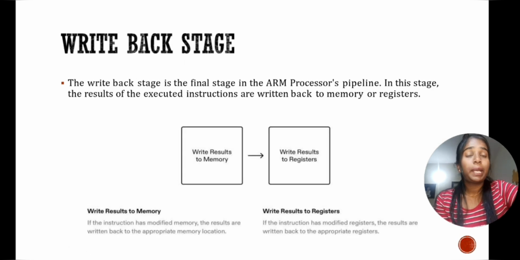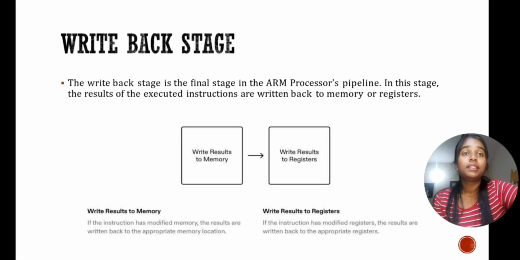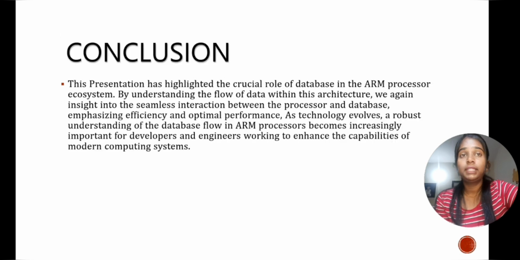The final stage is the write back stage, in which the results of the executed instructions are written back to the memory and registers. We have only two steps here: write result to memory, and write result to register. In write result to memory, if the instruction had modified memory, the results are written back to the appropriate memory locations. In write result to register, if the instruction has modified registers, the results are written back to the appropriate registers.